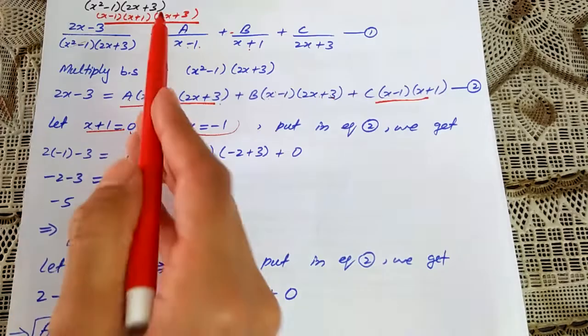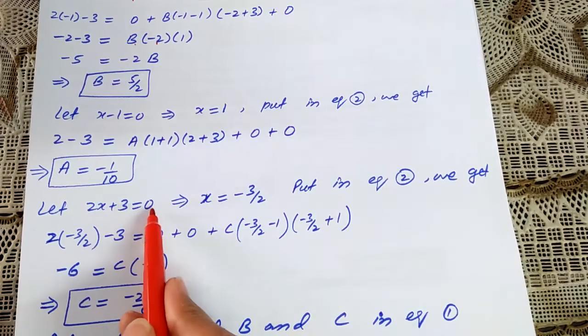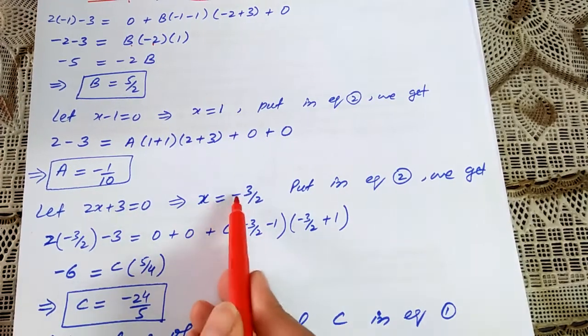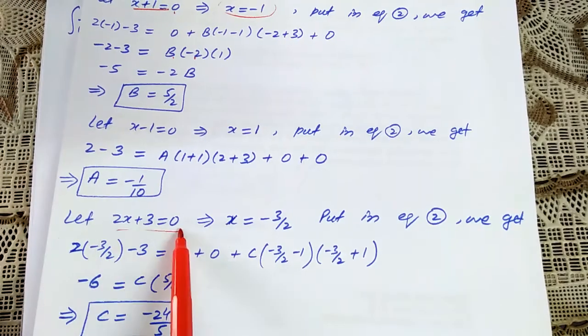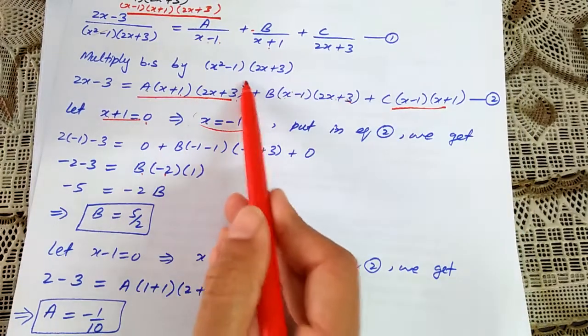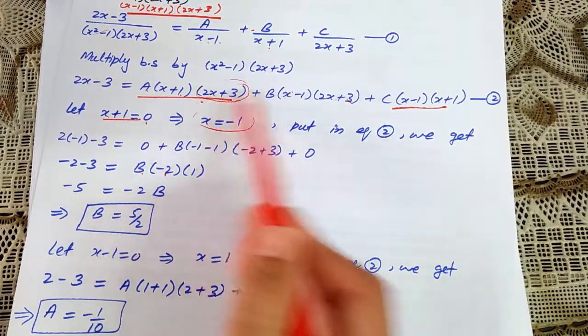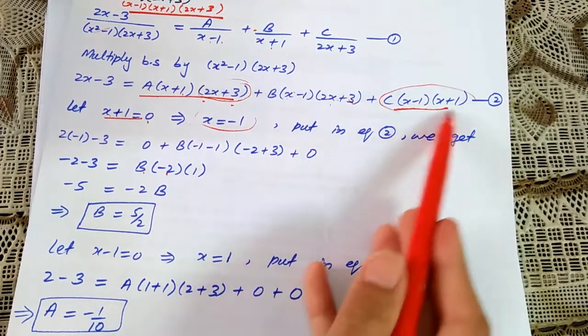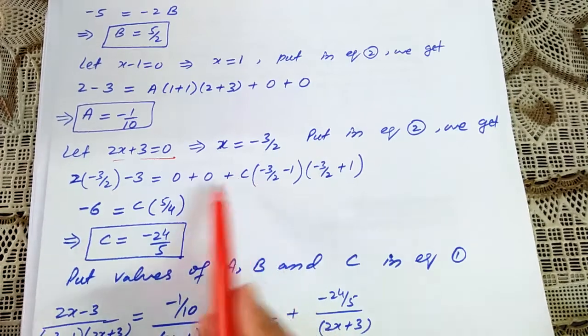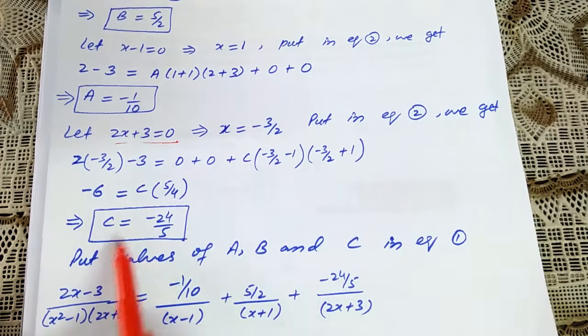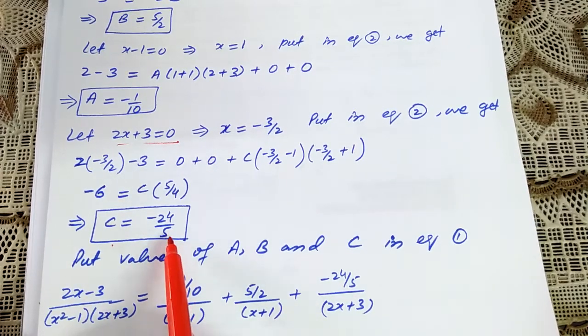Now the third one, let 2x plus 3 equals 0. So I will get x equals minus 3 by 2. Put it in equation number 2. Now 2x plus 3 is equal to 0. Just make the terms having 2x plus 3 in the coefficient equal to 0. So I will be left with only the c term. After simplification, I will get c equals minus 24 over 5.